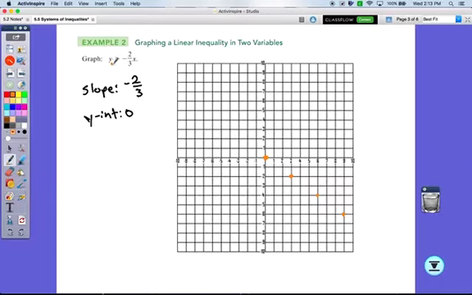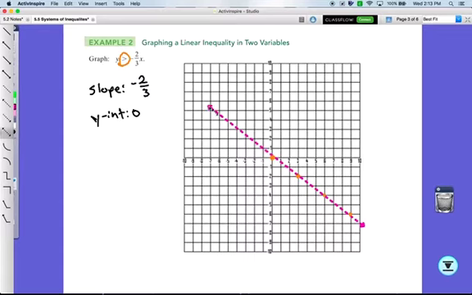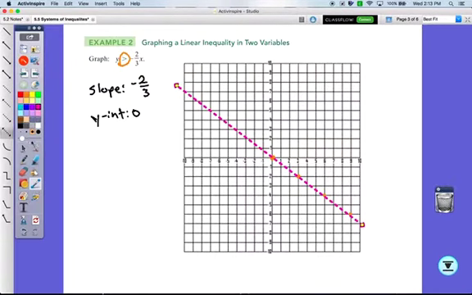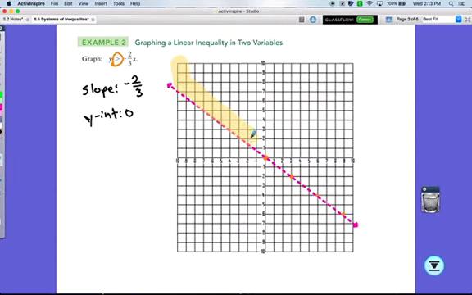Now when we graph the line on this one, notice that the inequality symbol is strictly greater than. So since it's greater than, we're going to have a dotted line or a dashed line. So we're going to draw our line, but we're going to dash it. That's going to tell us that anything on that line does not work. Now we need to shade. What's my symbol? Greater than. And so I'm going to shade above the dotted line, because it's greater than.